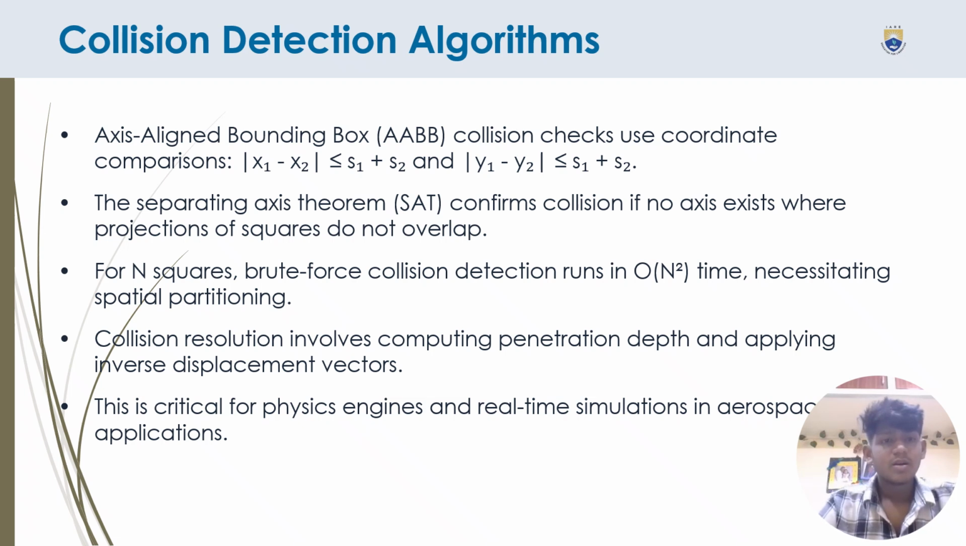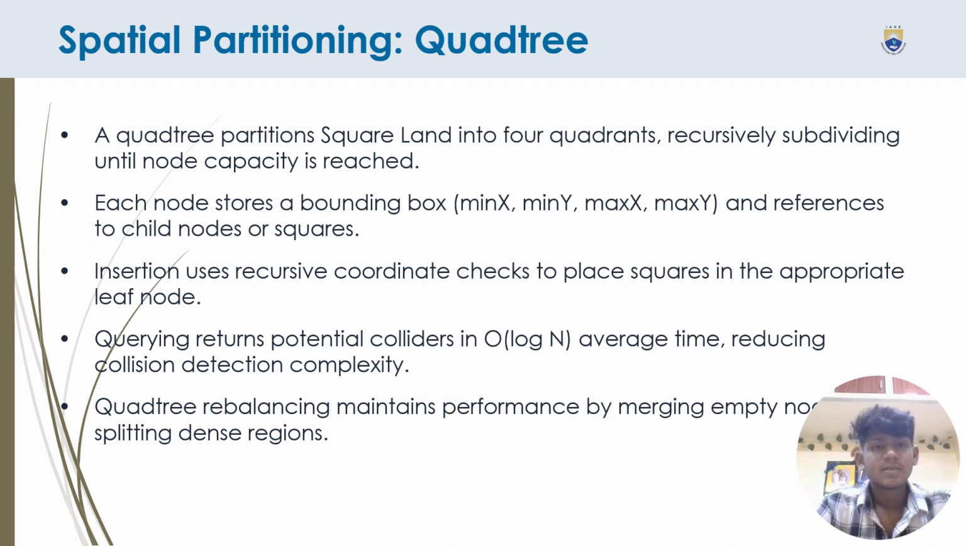Collision detection algorithm. Axis-aligned bounding box, AABB, collision checks use coordinate comparison: absolute of x1 minus x2 is less than or equal to s1 plus s2, and absolute of y1 minus y2 is less than or equal to s1 plus s2. The separating axis theorem, SAT, confirms collisions if no axis exists where projections of the squares do not overlap. For n squares, brute force collision detection runs in O(n squared) time, necessitating spatial partitioning. Collision resolution involves computing penetration depth and applying inverse displacement vectors.